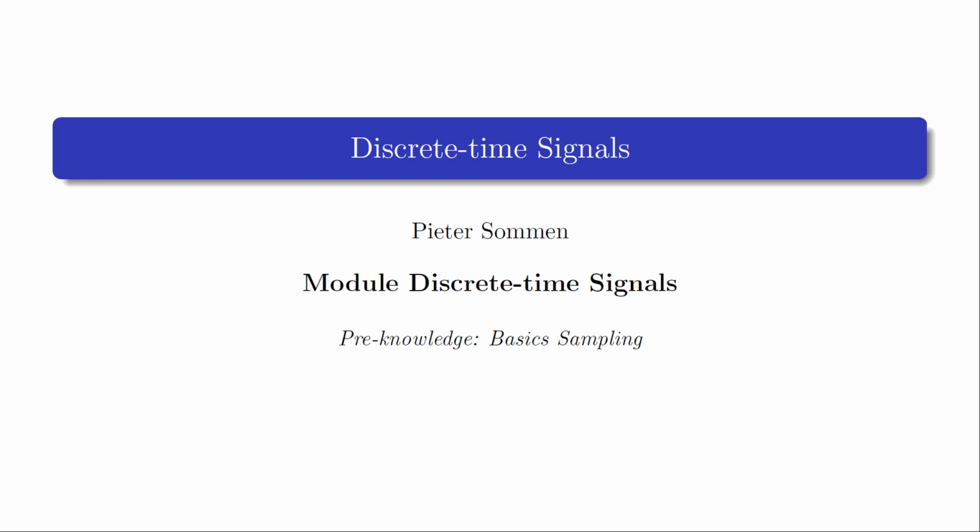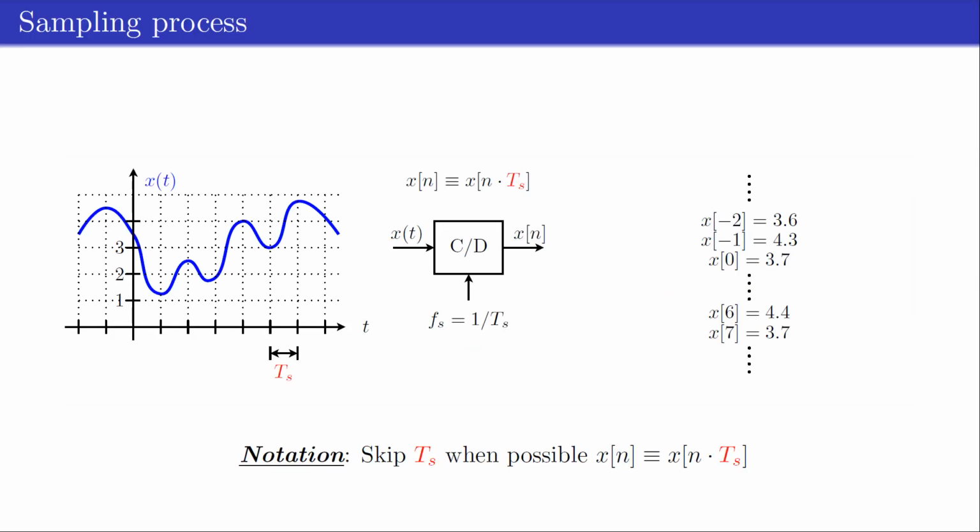Welcome to this video in which we will develop the notation of a discrete time signal. As indicated in the previous video about sampling, the conversion of an analog or continuous time signal x(t) to the digital domain is carried out by a C to D converter, which runs at a sample rate of fs is 1 over Ts samples, in which Ts is the intersample distance.